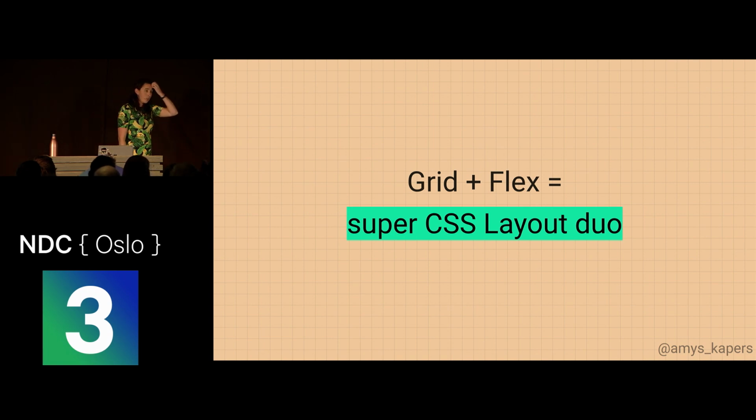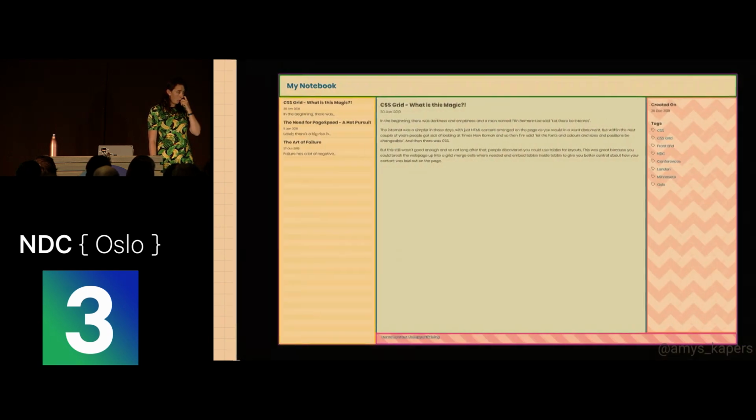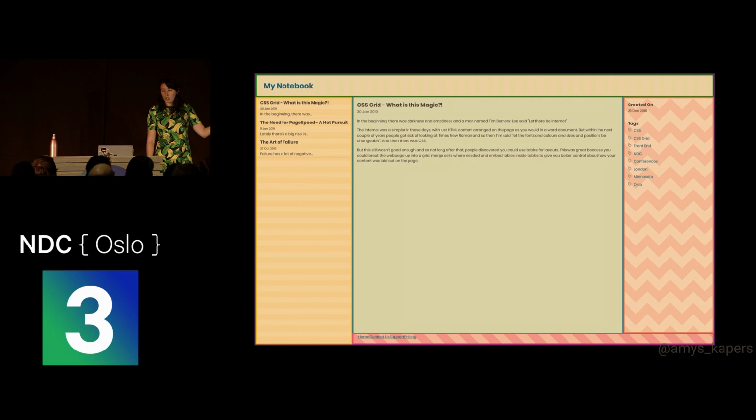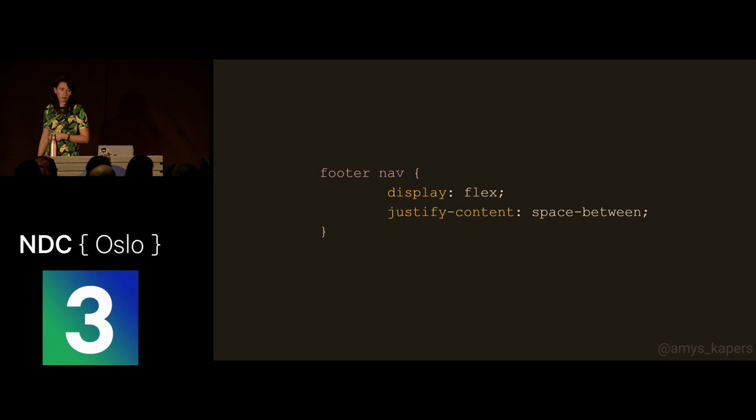So Flexbox is really useful for things like our footer nav, which if we have a look at this, our footer nav in the bottom is a little bit all bunched up. You can't really see the words there. So what we're going to do is we're going to apply display flex to our footer nav. And then we're going to use a Flexbox property called justify content. And we're going to set that to space between.